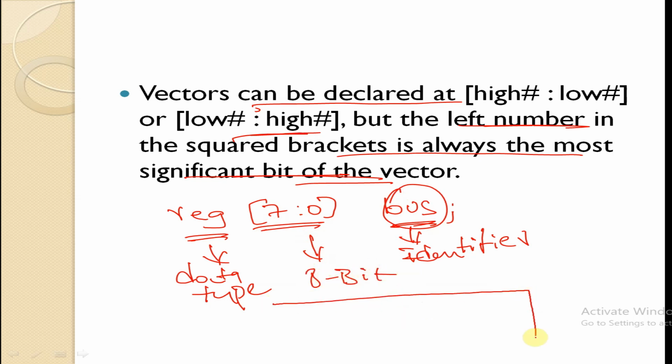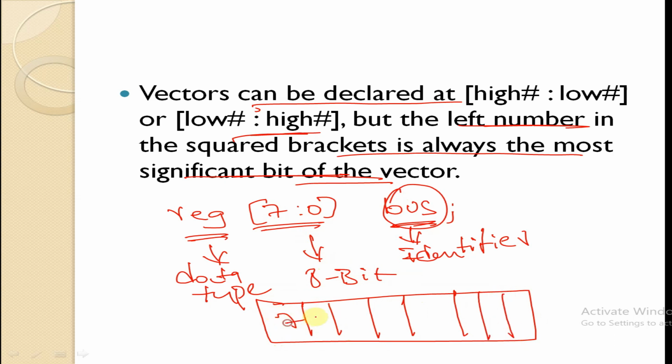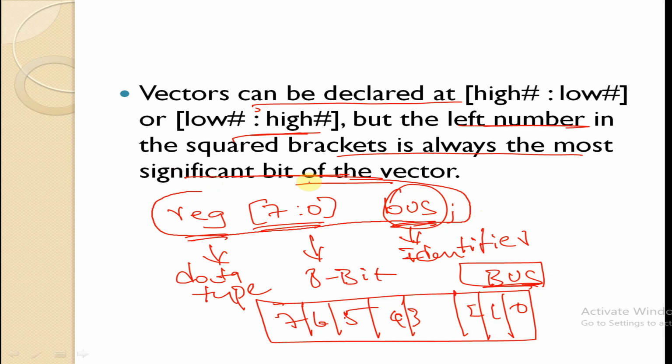For physically representing it, here we have 1, 2, 3, 4, 5, 6, 7. So 7, 6, 5, 4, 3, 2, 1, 0. So this is bus. So this bus can store 8 bits. So this is the meaning of this statement. Reg 7 down to 0 bus means this bus variable can store 8 bits. And what is an MSB? Here 7 is the MSB and LSB is 0.